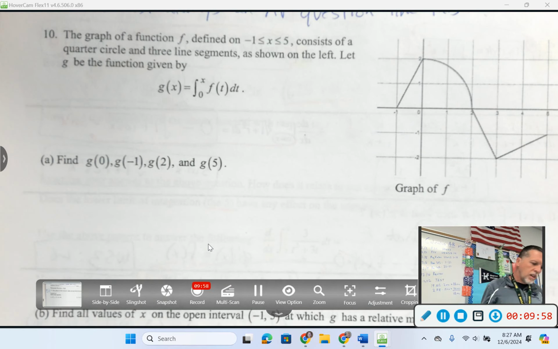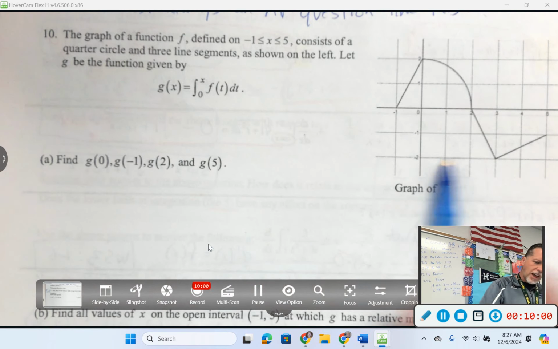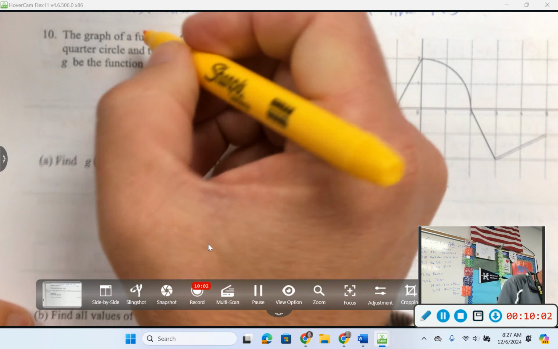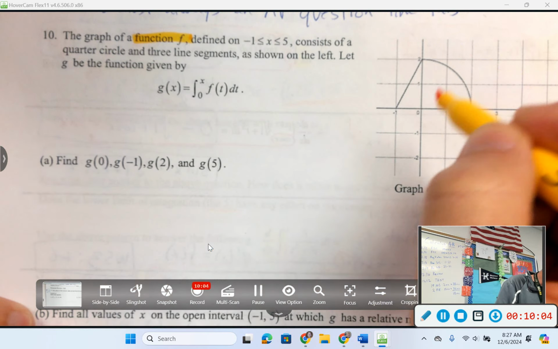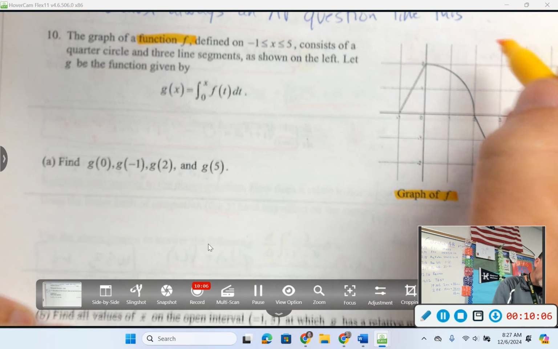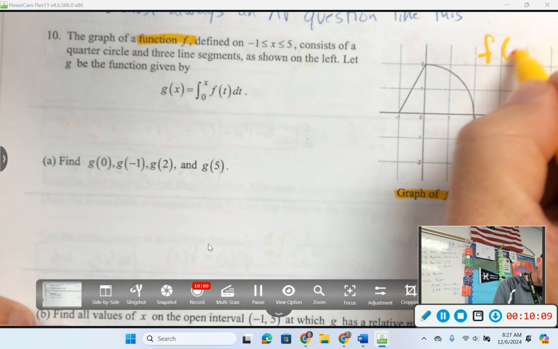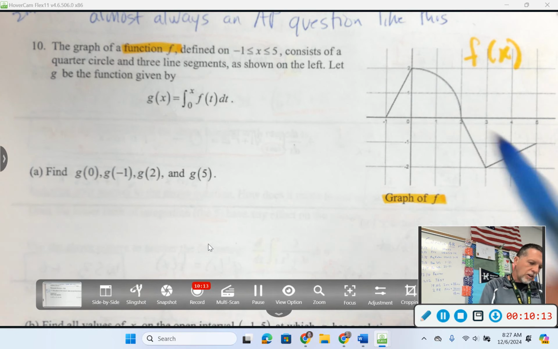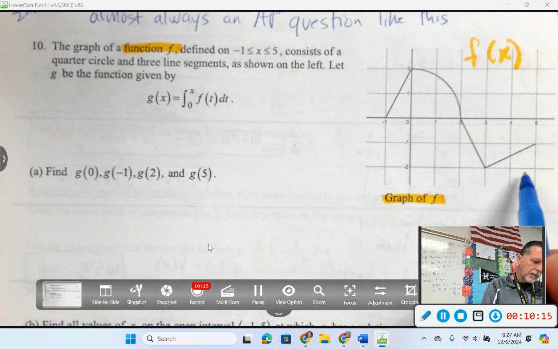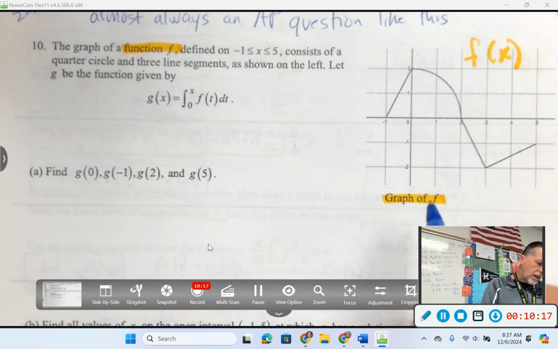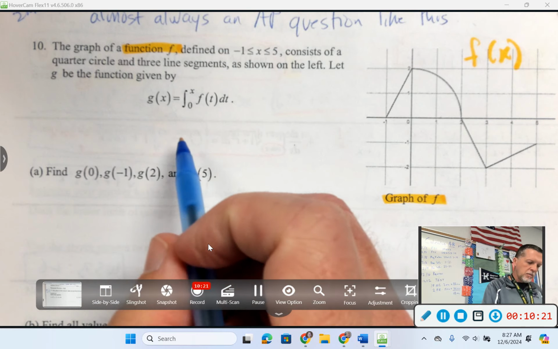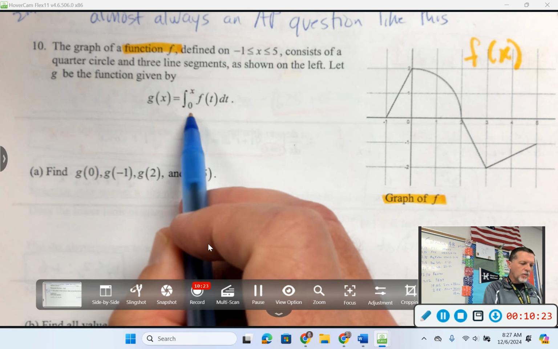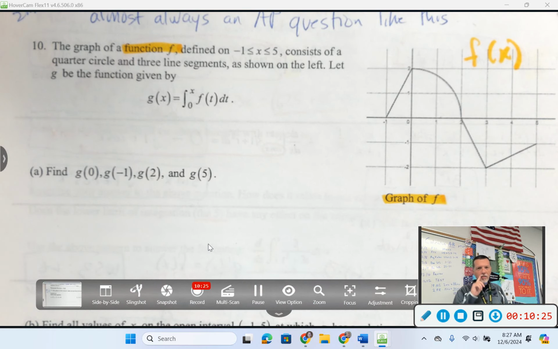Okay, the graph of a function f. So let's be careful about what we're looking at. Function f is what we're looking at. There's the graph of function f. It consists of a quarter circle and 3 line segments, as shown on the left. Let g be the function given by, g of x is the antiderivative of f from 0 to x.